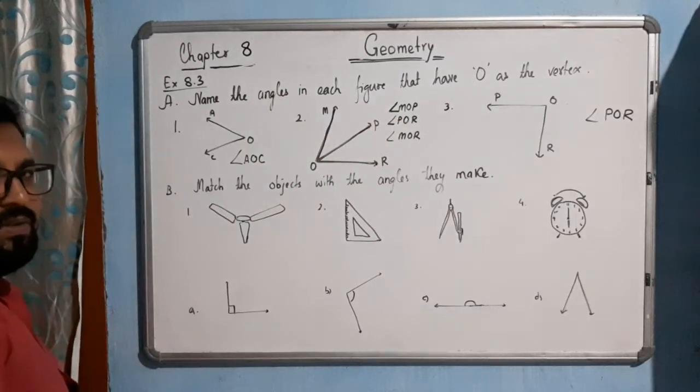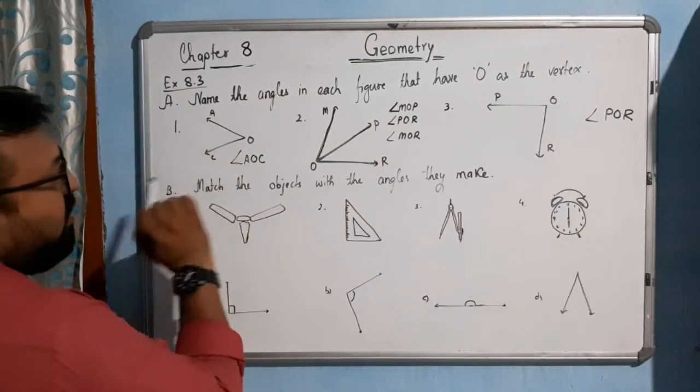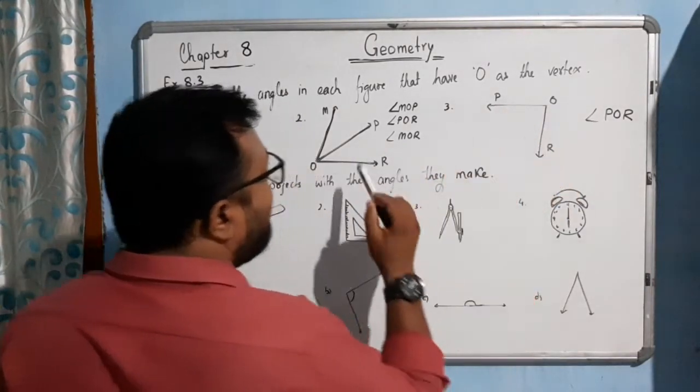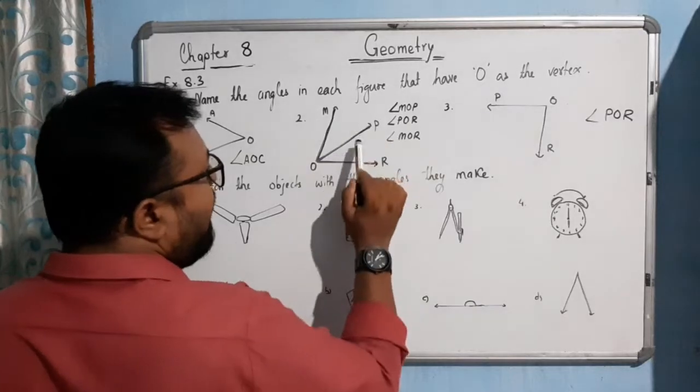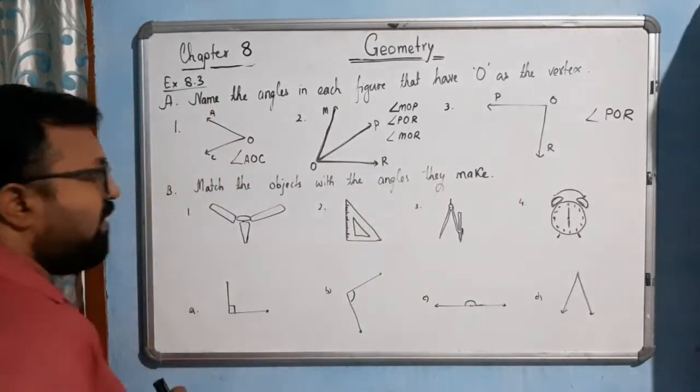So I hope you have understood how to name the angles. In this case, AOC, this one, POR, this one, this angle. In this case, MOP, POR, or MOR. Now this part is over.